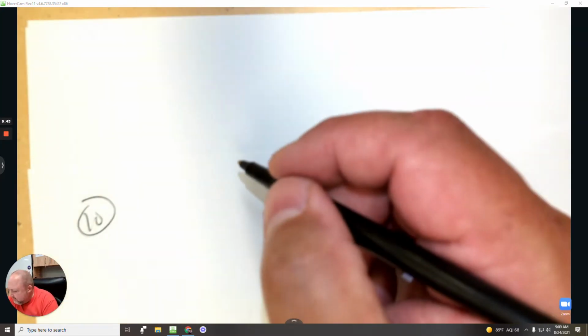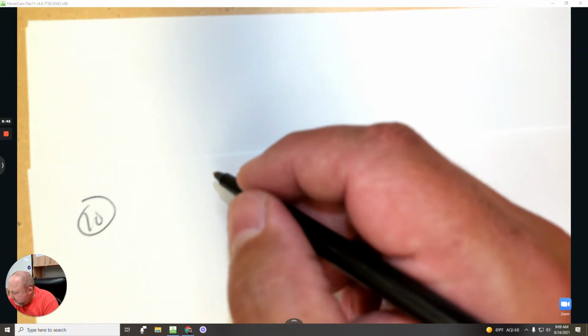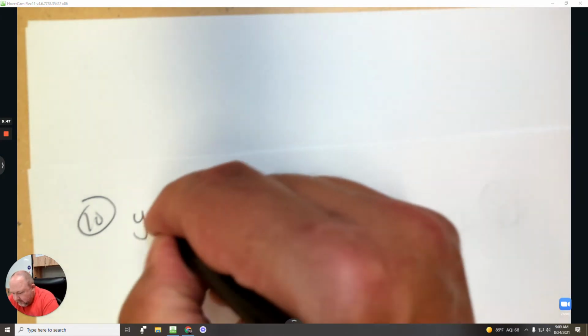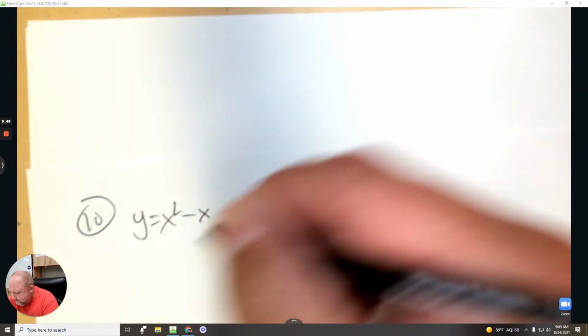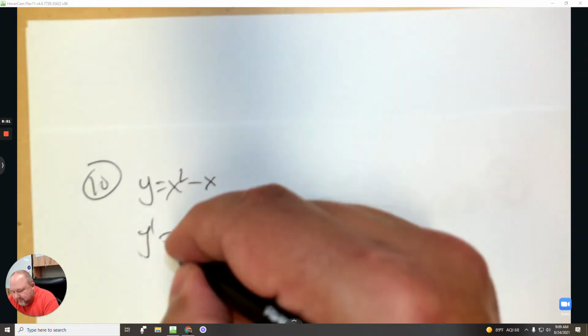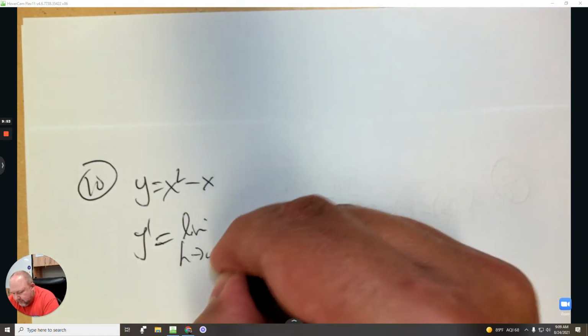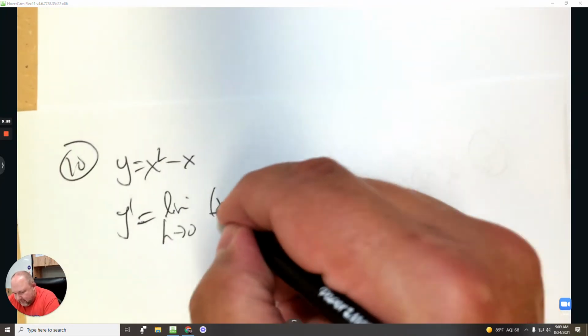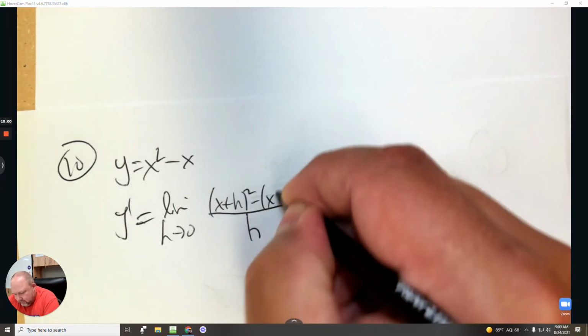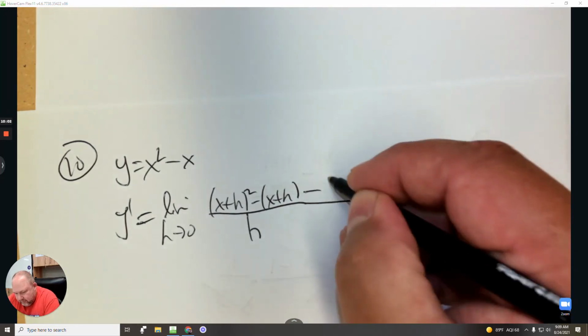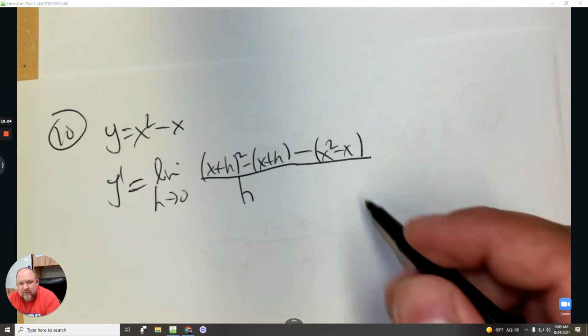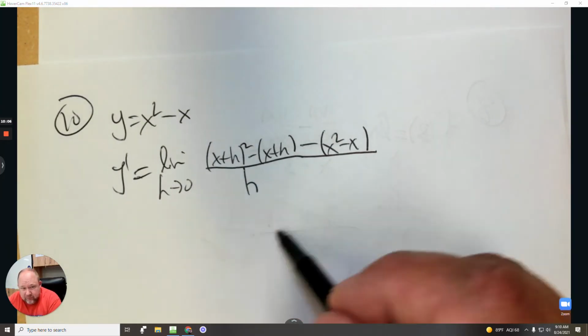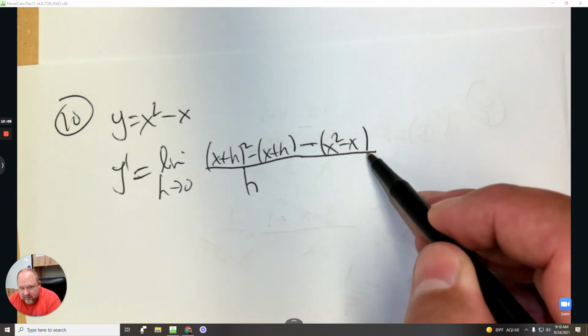Use the limit definition to find the derivative. So we just did that, right? So the limit definition is the limit as h approaches 0. We start with x plus h and then we subtract the function. So it takes a moment to make sure you use parentheses and do a substitution correctly. Subtract the function at the end.